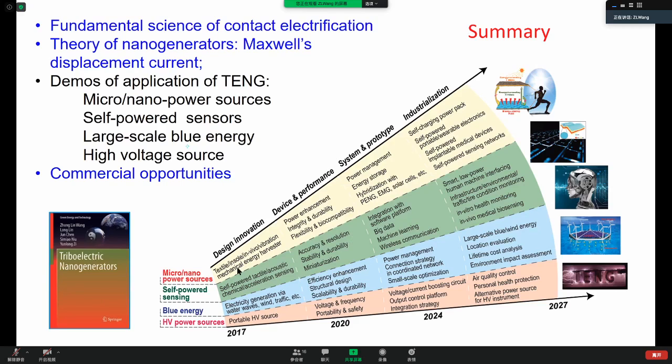So the nano generator has 4 major applications: micro nano power source, self-powered sensors, sensors which may not need energy to work, blue energy at large, and lastly high voltage applications. I think there's a lot of possibility ahead of us, and I hope many young people can join this field from material science, chemistry, physics, electrical engineering, mechanical engineering, even biological engineering. It's a diverse field that needs everybody's input and contribution.